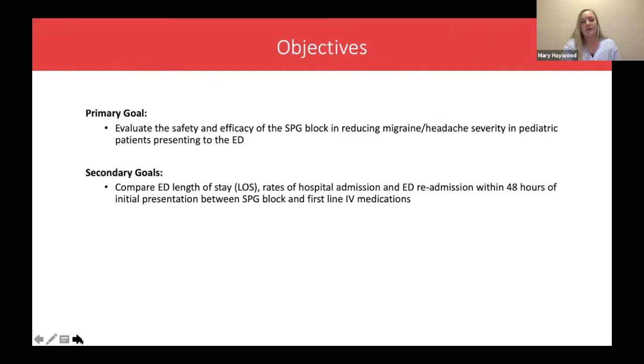So as there's not a lot of research in the pediatric population for the SPG block, the primary goal of our study was to look at the safety and efficacy of this block in reducing migraine and headache severity in pediatric patients that presented to the ED. Our secondary goals were to compare the length of stay in the ED, hospital admission rates, and ED readmission rates within 48 hours of initial presentation between the SPG block and first-line IV medications.